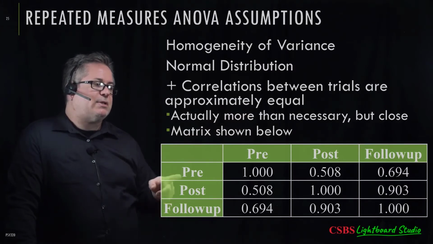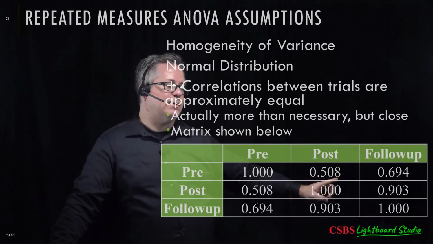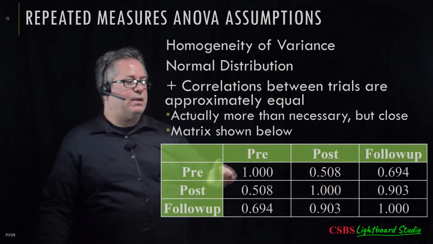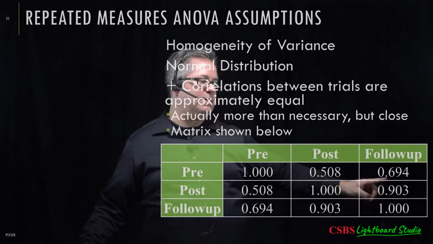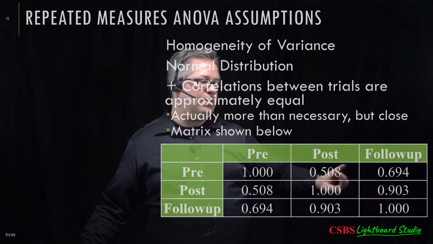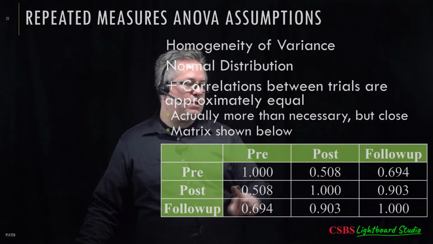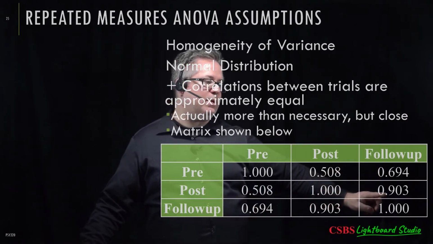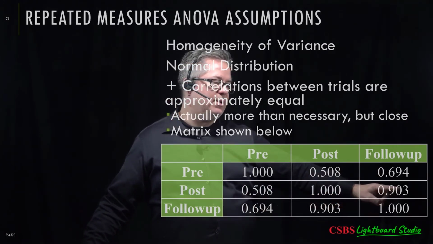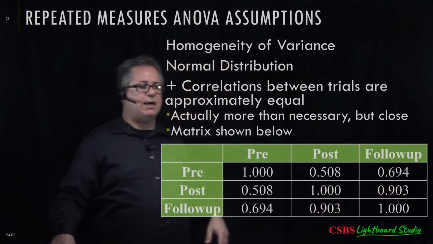So what we want to see is, here's the correlation between pre and post. It's 0.508. Here's the correlation between pre and follow-up. It's 0.694. Okay, so those are different, but they're not too far apart. But here's the correlation between post and follow-up. It's 0.903. It's much larger than these other two. So is this a problem? We're assuming that the correlations between times should be roughly equal.